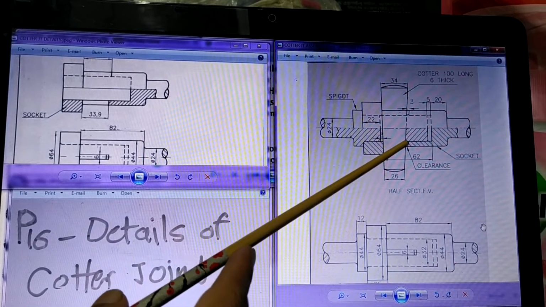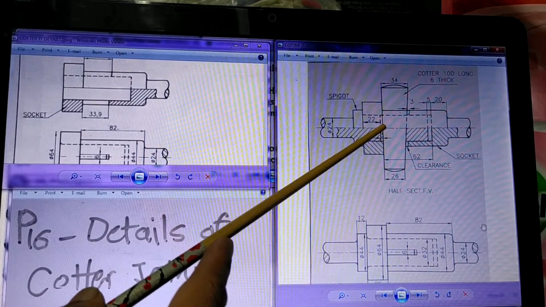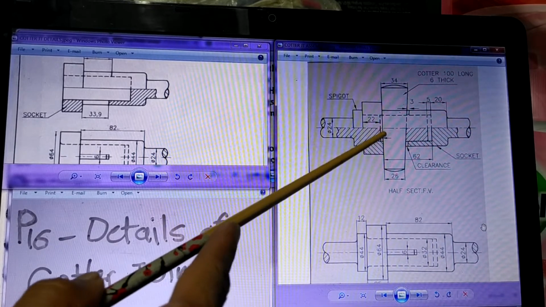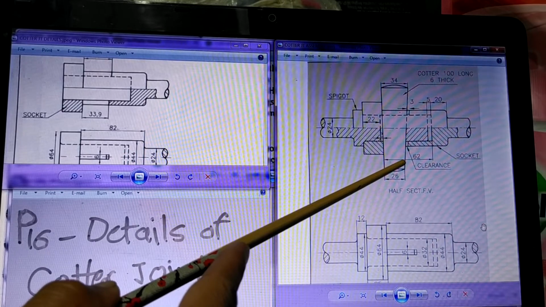Okay, then there is some clearance. As you can see, there is a clearance here and there is a clearance on this side here. Okay, and there is some taper also there. Now taper is on one side. On this side, this particular side is perpendicular to the axis, whereas this side has got some taper.